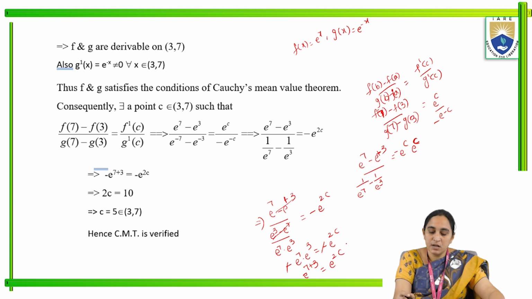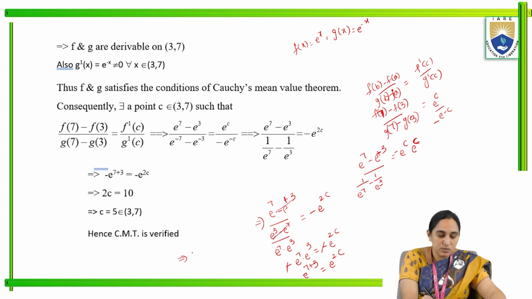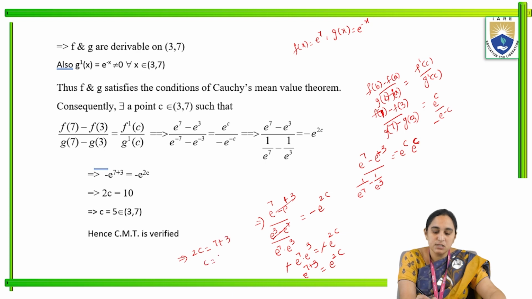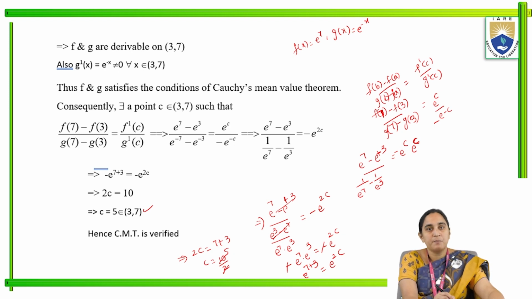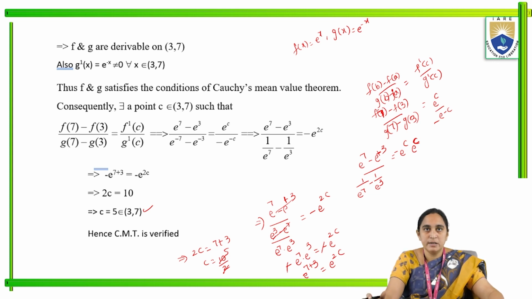From that, what about 2c? 2c is equal to 7 plus 3. Therefore c is equal to what? 10 by 2. 10 by 2 means how much? 5. Therefore c is equal to 5. Once observe, c is equal to 5 belongs to (3, 7). So that all conditions are satisfied for the given functions f of x is equal to e power x and g of x is equal to e power minus x.